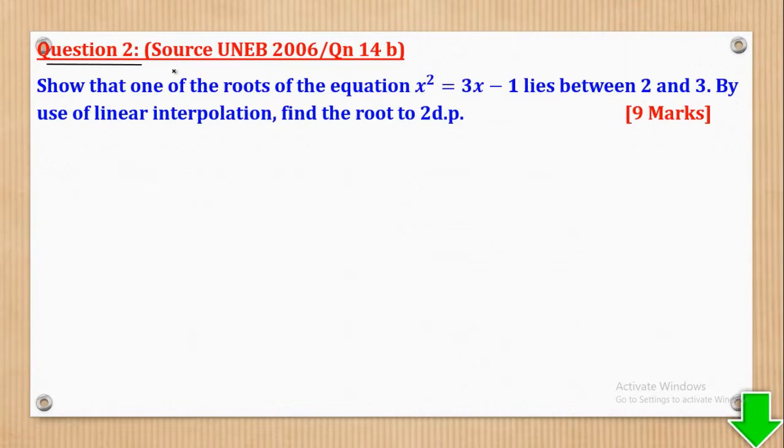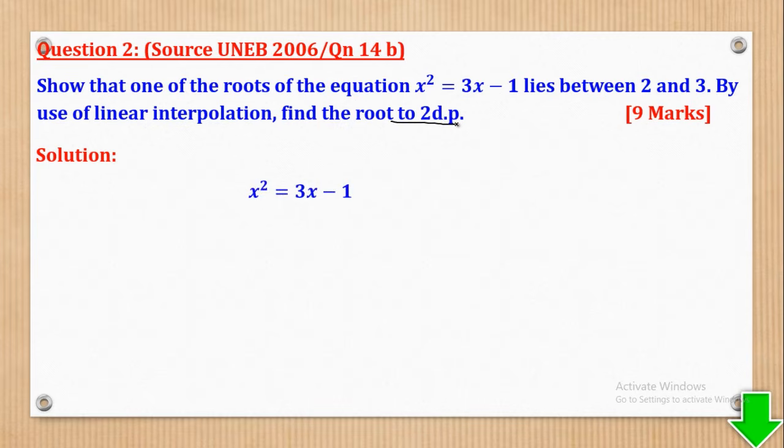Now we shall go to question 2, which came from UNEB 2006, paper 2, question 14b, and says that show that one of the roots of the equation lies between 2 and 3, and by use of linear interpolation find the root to 2 decimal places. So here it means that they want you to use linear interpolation to get a better approximation. When they specify the number of decimal places, they want a better approximation of the root.